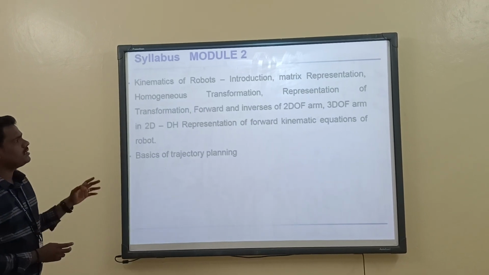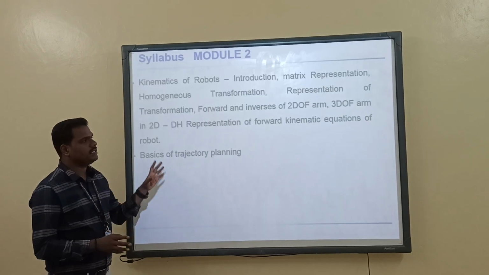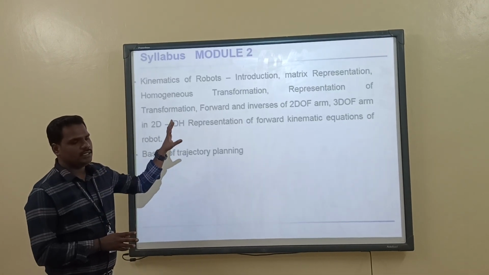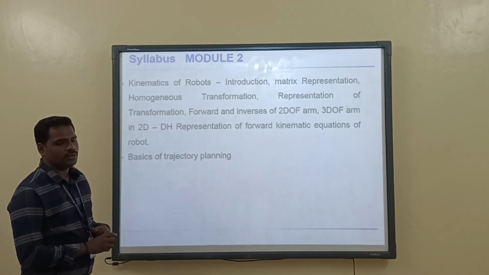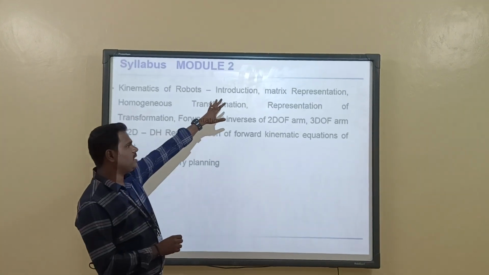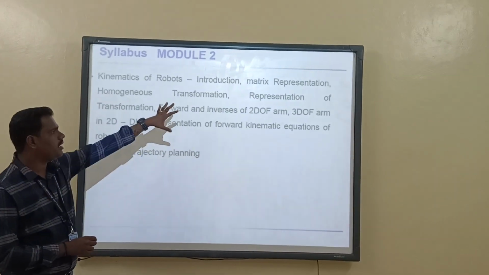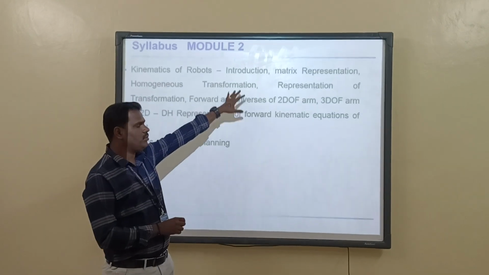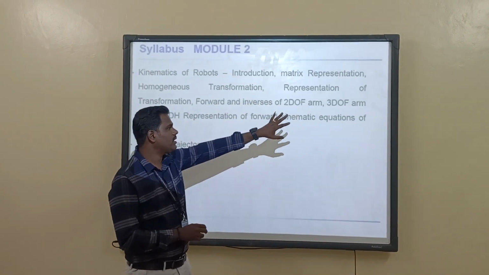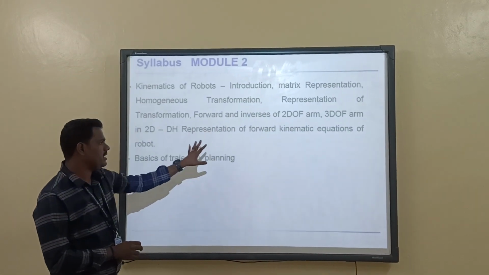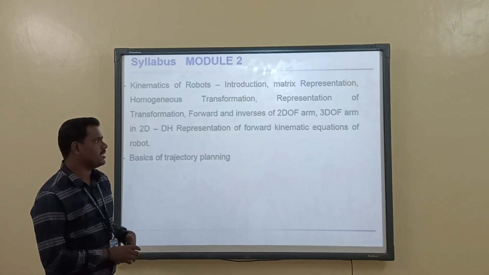Next, this is module 2, which is robot kinematics. Kinematics is the matrix representation of a point, vector, or body. Then how a particular robot will transform from one point to another point, and forward and reverse kinematics. Lastly, we are going to discuss trajectory planning.